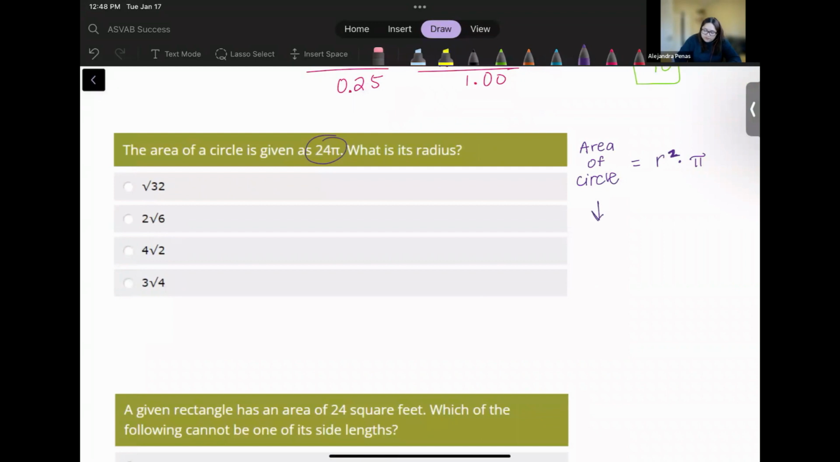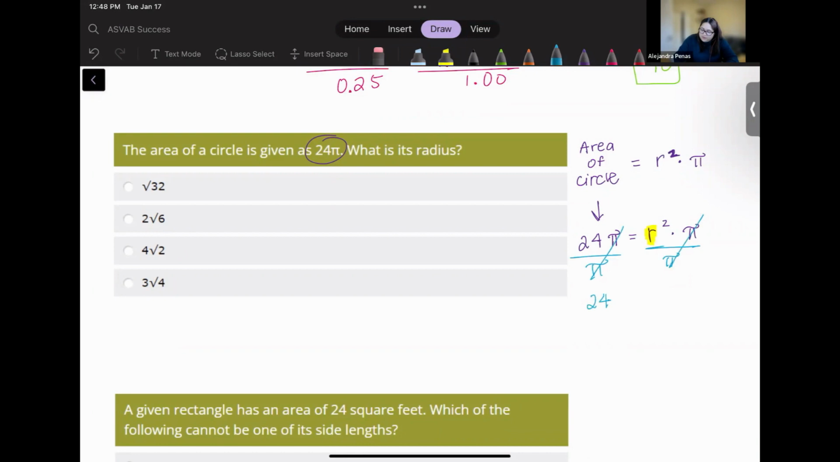All right, so they tell me that the area is equal to 24 pi. So I'm going to plug that in. So 24 pi is supposed to equal the radius squared times pi. And our job is to figure out what is r. So let's try to get r alone, starting with getting rid of pi. Right now, pi is multiplying. So what would I do to get rid of it? Divide. Divide on both sides. And just like that, pi is gone and we don't need to worry about it.